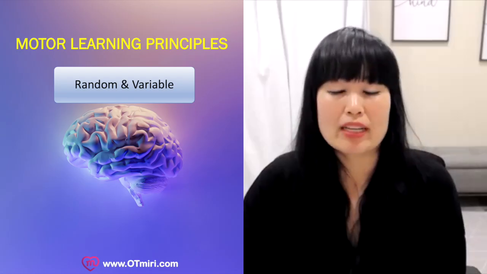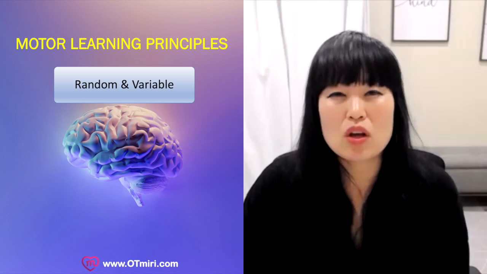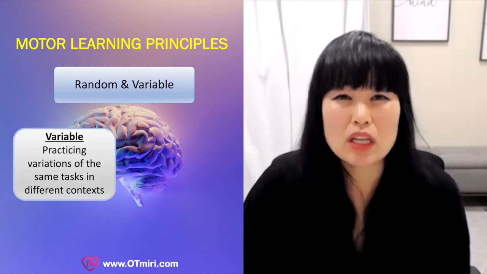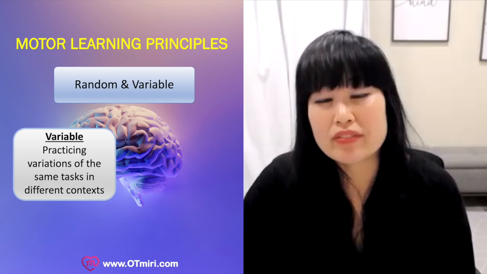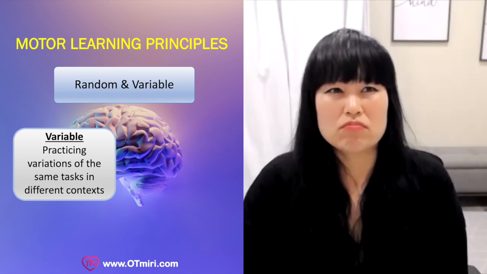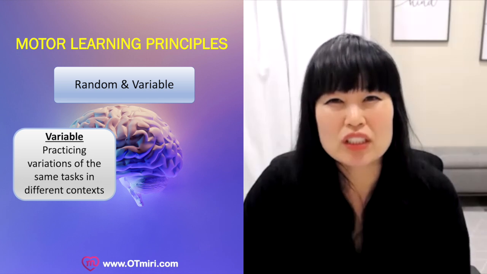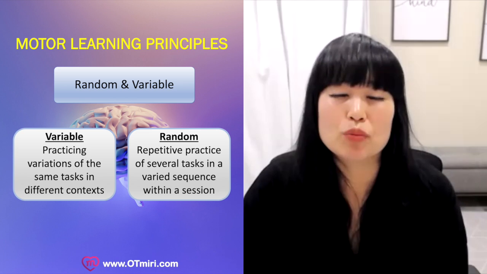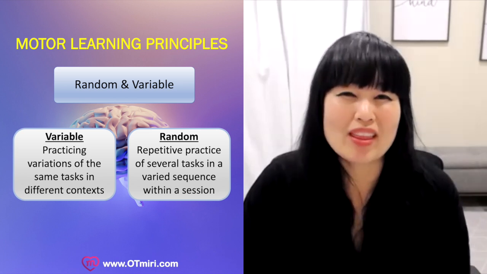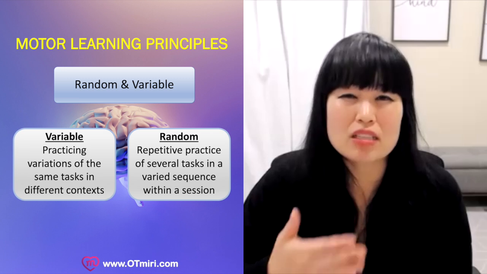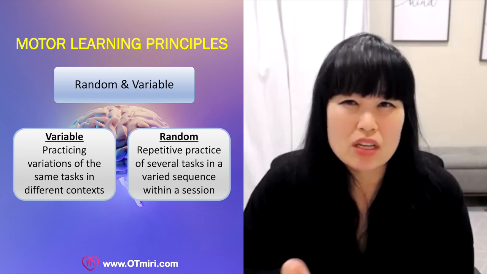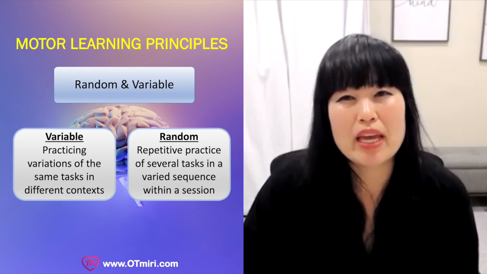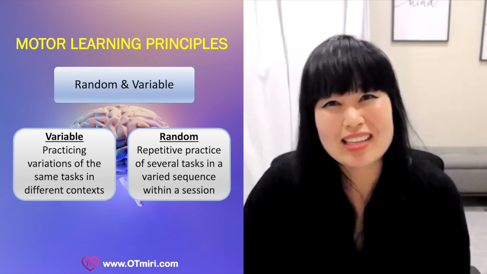Okay. The first motor learning principle that I want to talk about is the importance of using random and variable practice. Variable means doing it differently. So that can mean using different tools and objects, or it can mean working in different environments, or it can mean manipulating the location of where the objects are relative to the patient. And random practice is referring to practicing more than just one task within a session, so that you're not doing the same task over and over again in the same session.